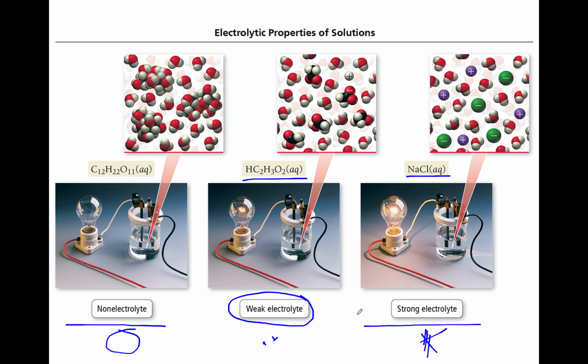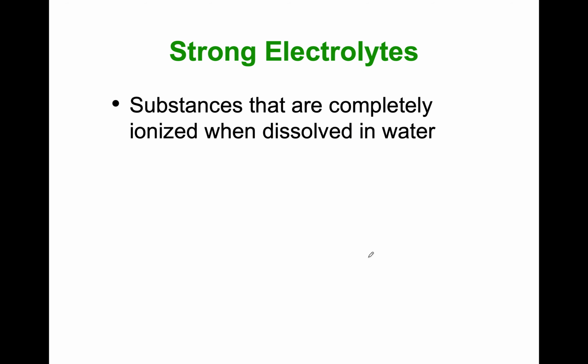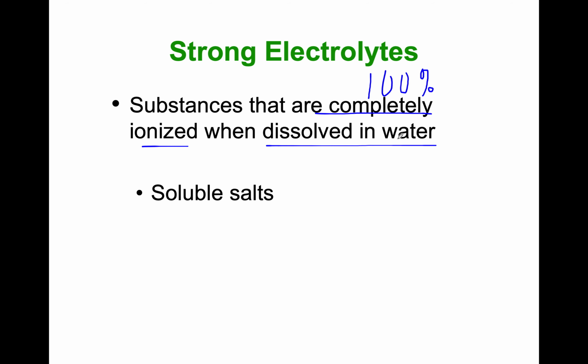So we'll just go over those terms here. Strong electrolyte, when it dissolves, it completely ionizes. That's 100%. Okay, everything goes in as ions. Ionic compounds, so we just said sodium chloride. So those are called salts or ionic compounds.